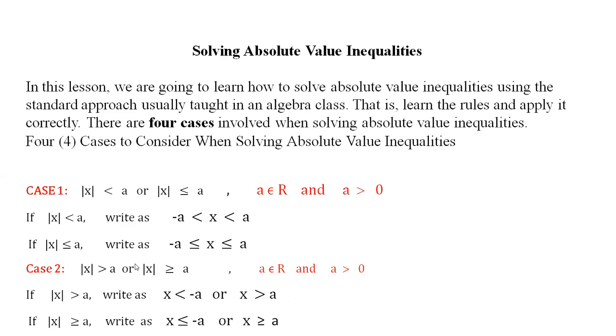Now the second condition: if the absolute value of x is greater than or equal to a, we can write x is less than or equal to minus a, or x is greater than or equal to plus a, or positive a. Now let's see case 3.